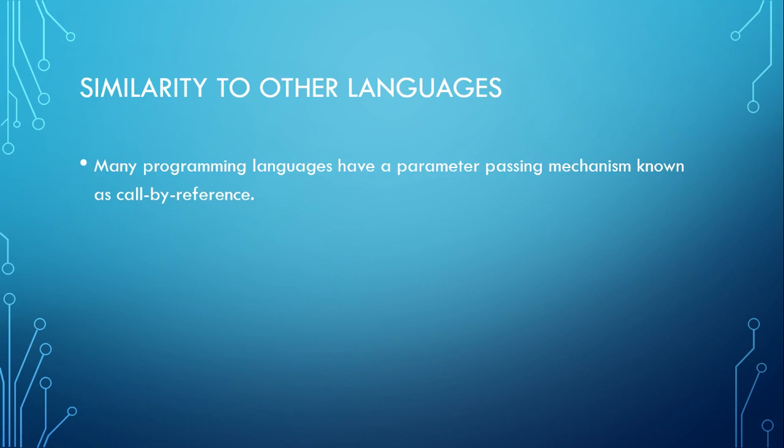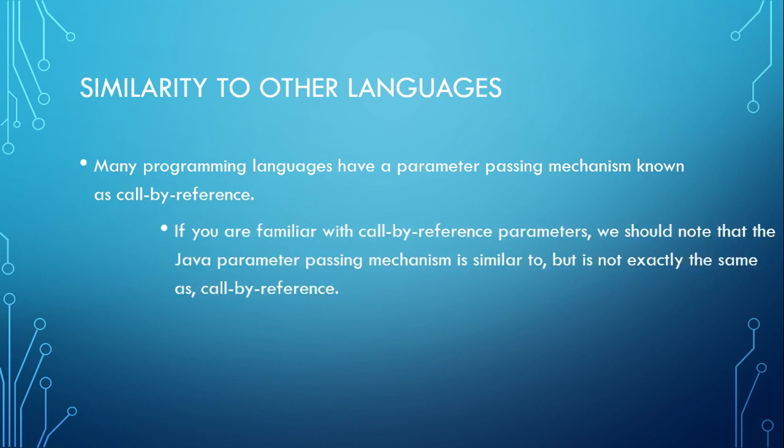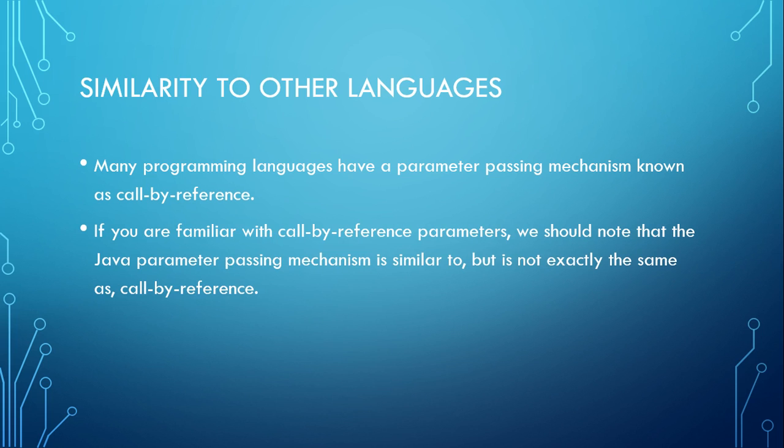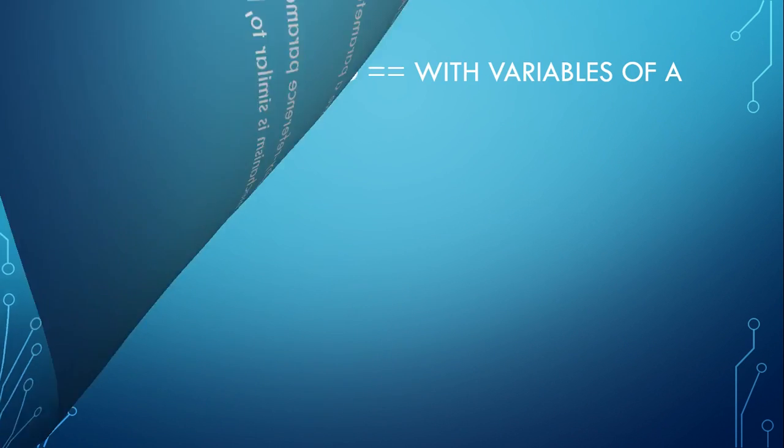Some similarities to other languages. Many programming languages have a parameter passing mechanism known as call by reference. If you're familiar with call-by-reference parameters, we should note that Java's parameter passing mechanism is similar to, but not exactly the same as, call by reference.